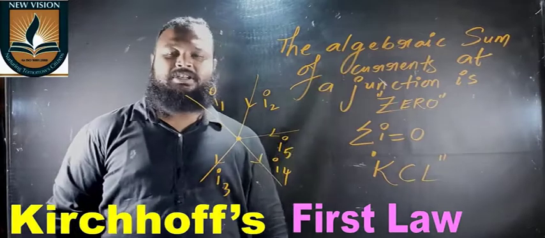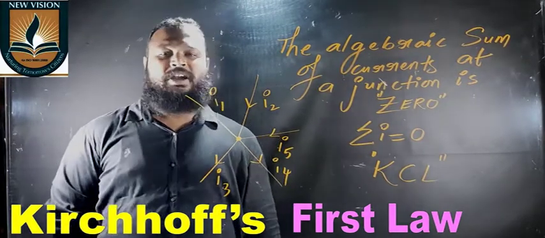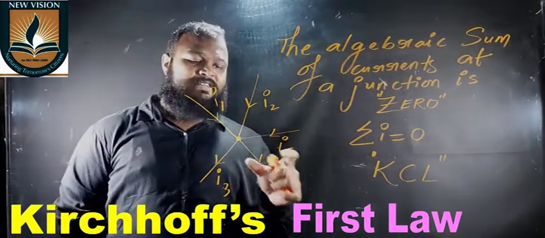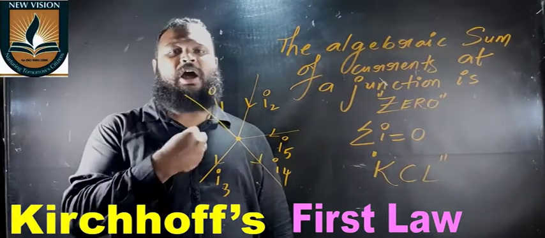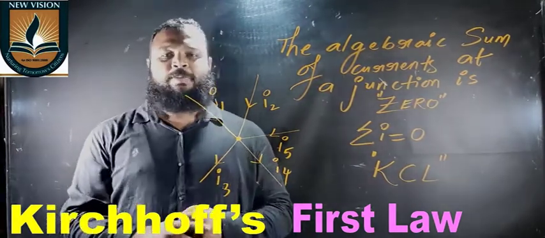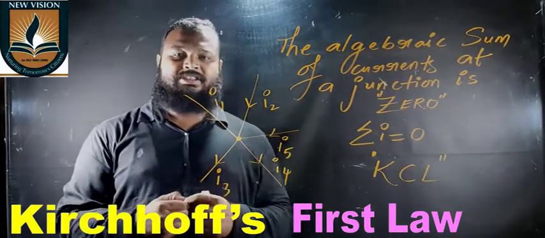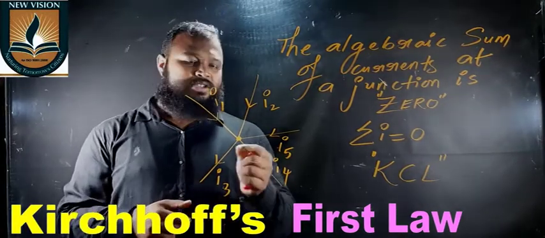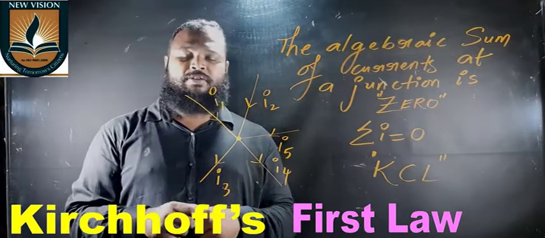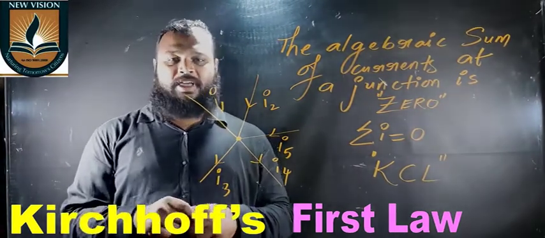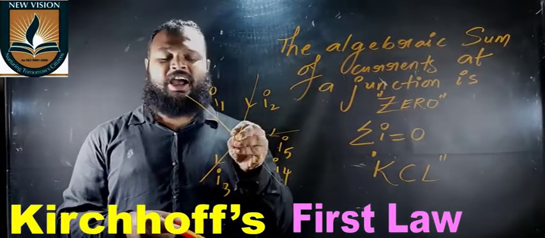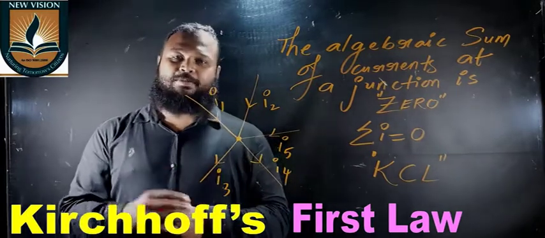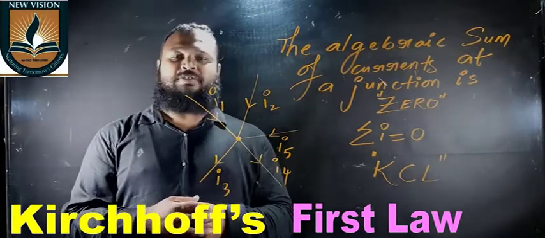So by the definition, the algebraic sum means we consider the currents coming towards the junction as positive and the currents leaving away as negative. And if you add all of them, it turns out to be zero. The reason why it is zero is that current will not stop at a point, or the charge will not stop at a point. So this law is based on the law of conservation of charge, that the charge which flows at a junction has to leave the junction because we do not expect charge to stay at a junction. So based on that, we define Kirchhoff's First Law.